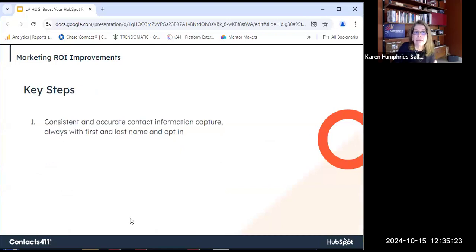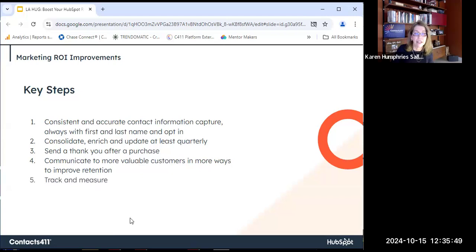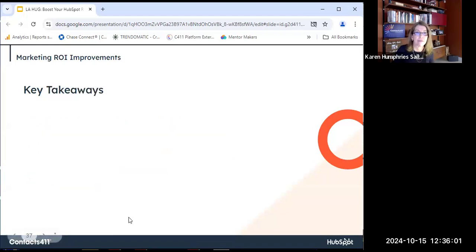Okay, so some key steps: consistent and accurate contact information capture, always with first name and last name. Consolidate your contacts, enrich and update at least quarterly. Send a thank you after a purchase. It's the easiest thing. Send a thank you. Communicate to your more valuable customers in multiple ways to improve retention. Spend that money. It's worth it. Track and measure. So you know for you, what is the ROI on an email? What is the ROI on a piece of direct mail? Test it out and see. You'll never know unless you try. SMS too.